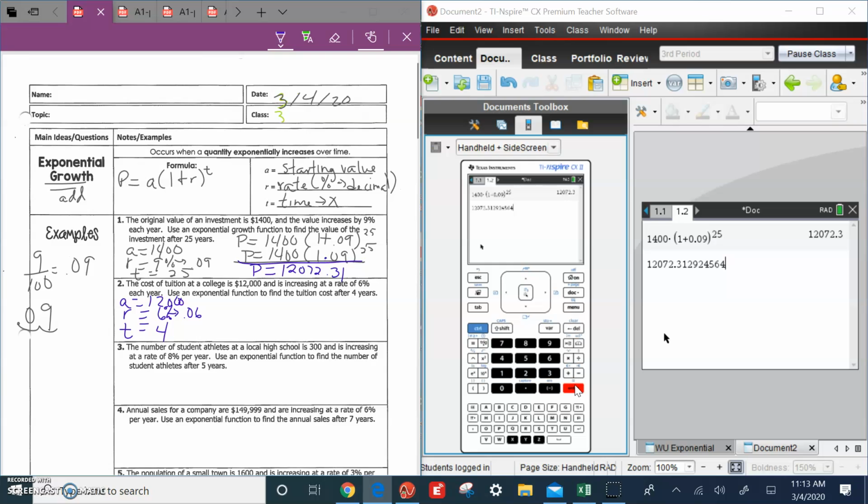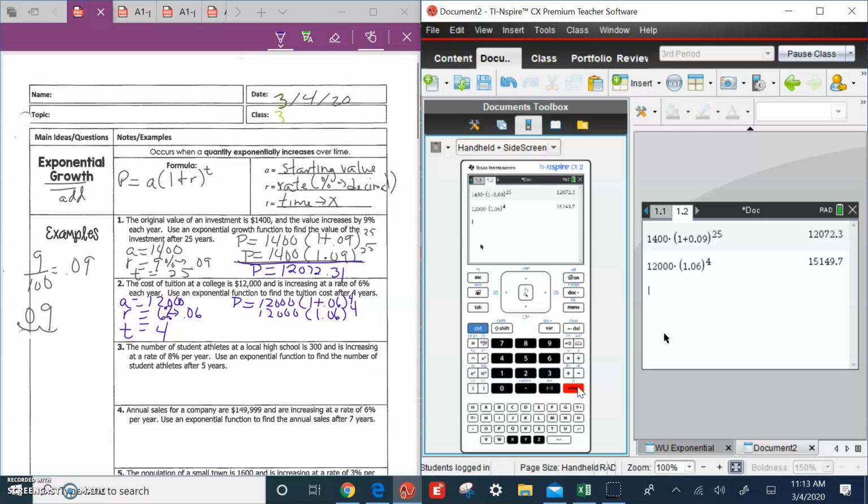So time is 4. So P equals 12,000, 1 plus 0.06 raised to the 4th. And please do me the favor of writing in your homework the 1 plus 0.06 already together, which is 1.06. Then plug it into your calculator. 12,000 parentheses 1.06 raised to the 4.